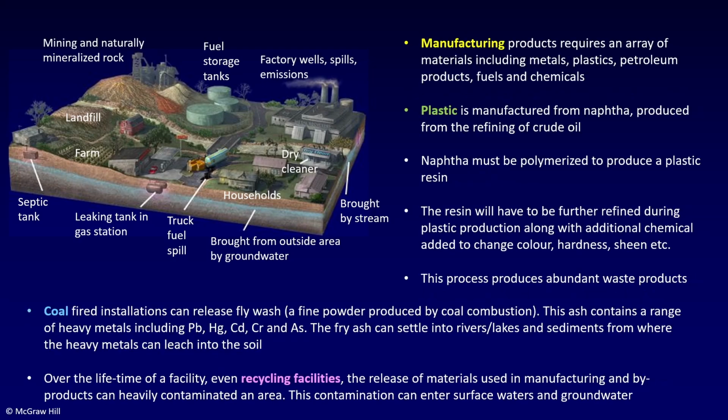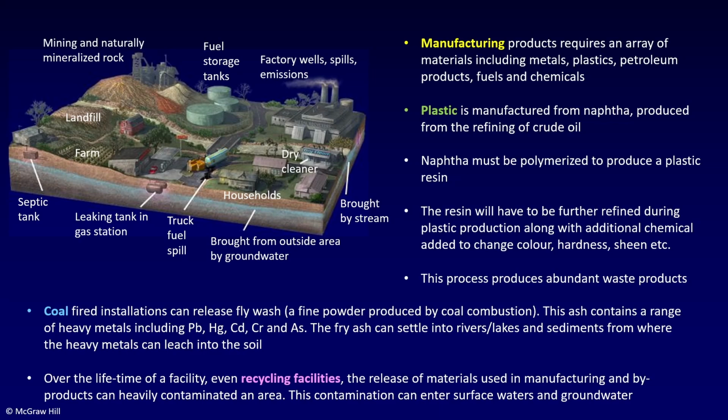So the next thing I'm going to think about is manufacturing. Now, manufacturing products requires a huge array of materials in order to make stuff that we buy. So it's going to include metals, plastics, petroleum products, fuels, chemicals. There's a whole range of materials that's used which can lead to contamination. So obviously there's too many things to look at in just one slide. So we're just going to focus on plastic.